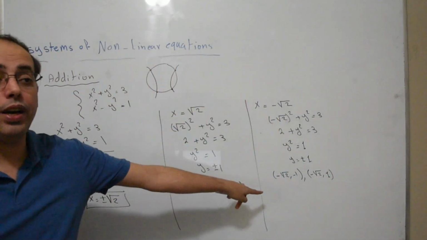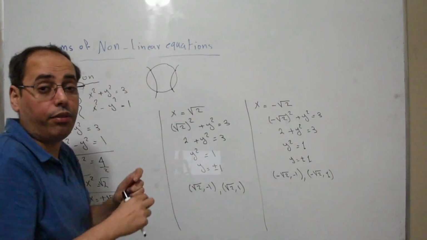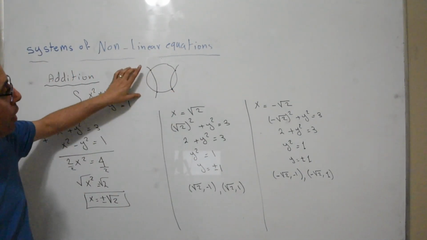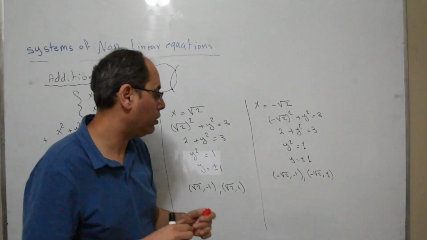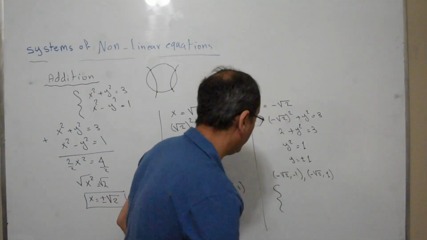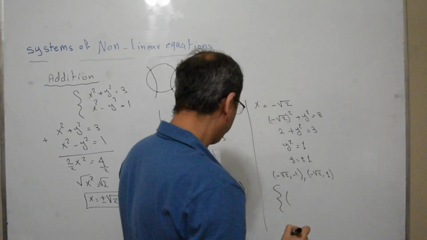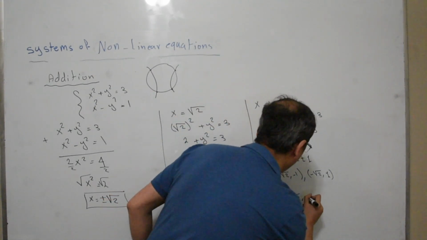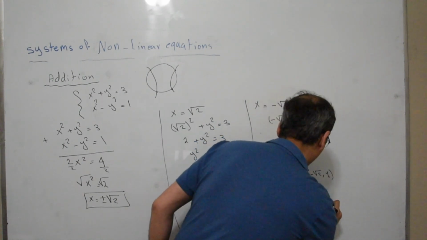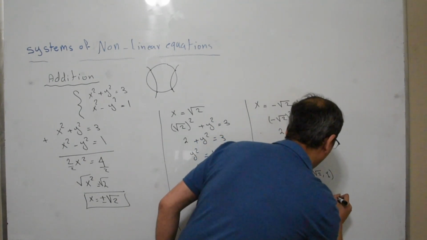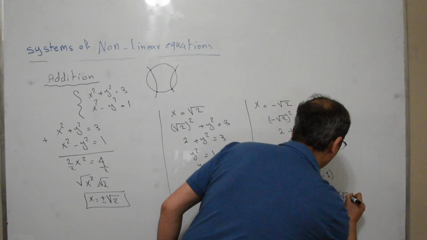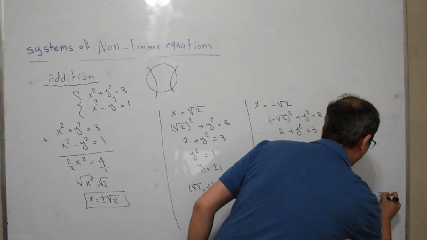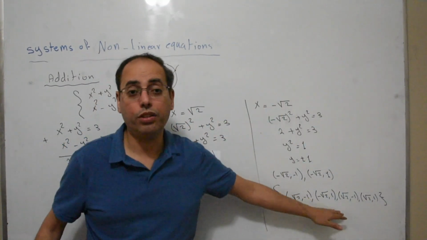Therefore, how many solutions do I have? 4. Look at this graph. Does that make sense? Yes. So now you can see how it works. So my solution, see in set notation here, I have, let's start with a negative first, negative root 2 and negative 1, negative root 2 and 1, root 2 and negative 1, root 2 and 1. So here is my solution of 4 points.